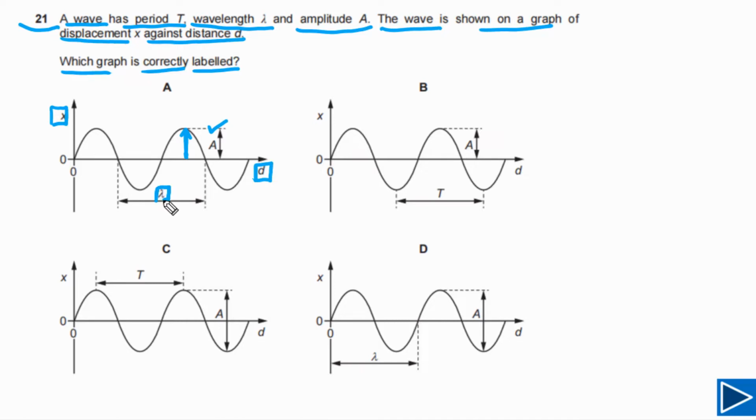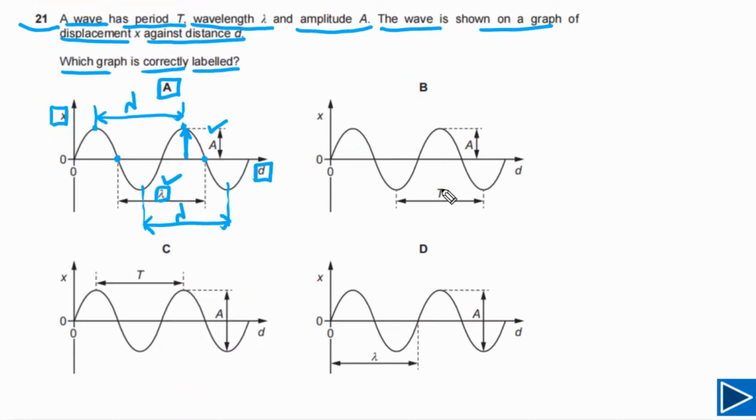And lambda is the distance between two identical points on the wave, meaning the shortest distance between two identical points on the wave. Or simply we can say it is the distance between two consecutive crests, or the distance between two consecutive troughs. So this is also lambda. We can also say this one is lambda. The distance between two consecutive troughs is also lambda. So this is labeled right, and our answer for this question is A.